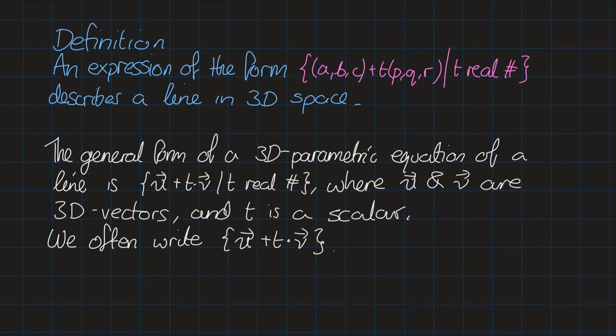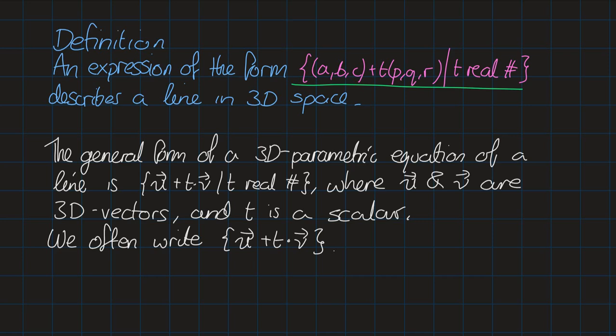So let's just recap the definition. It's directly analogous to the 2-dimensional definition. This definition says that an expression of the form (a, b, c) plus t times (p, q, r), where t is a real number, describes a line in 3-dimensional space. There's no reason why I chose p, q, and r. I was just running out of letters, so I thought it would be nice to change things up. This is a parametric equation in 3-dimensional space.